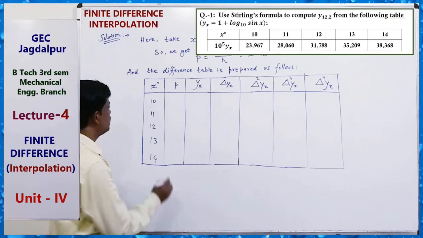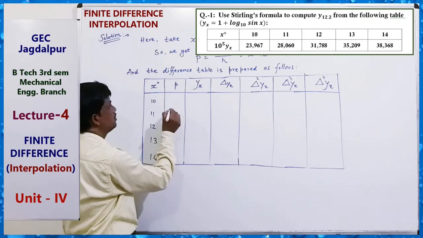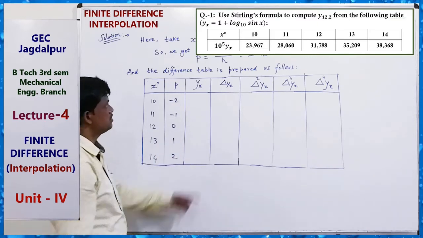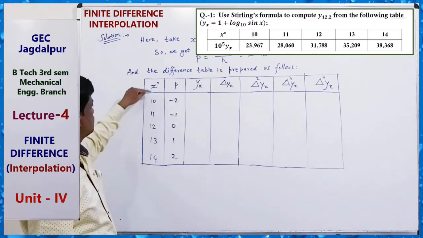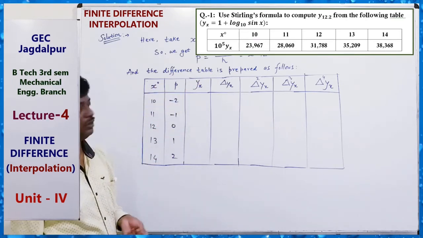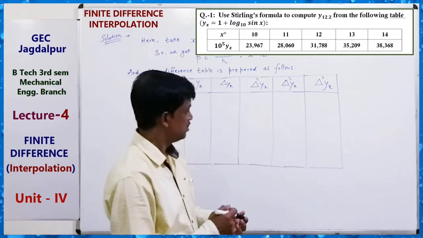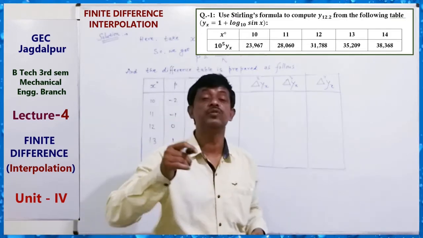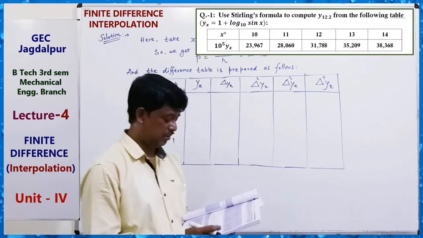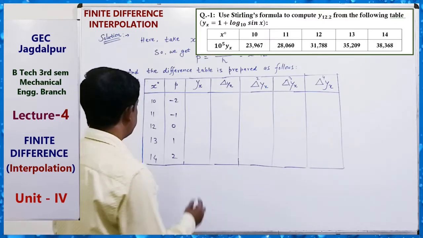So p will be 0 here, minus 1, minus 2, 1, 2. We can see from here p is x minus 12. If x is 10, then 10 minus 12 is minus 2; so p is minus 2, minus 1, 0, 1, 2. And yx can be found from the table by dividing, because in the table 10 to the power 5 into yx is given. So we have to write it by dividing by 10 to the power 5. So just write the value 23967.